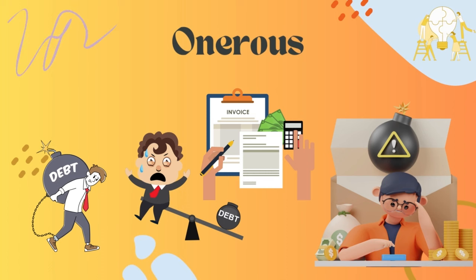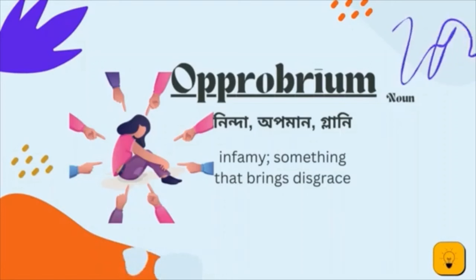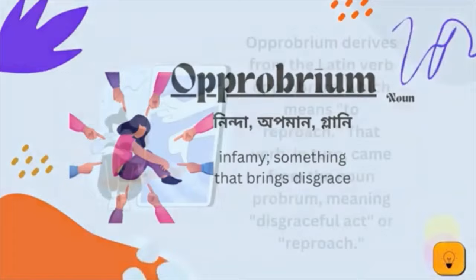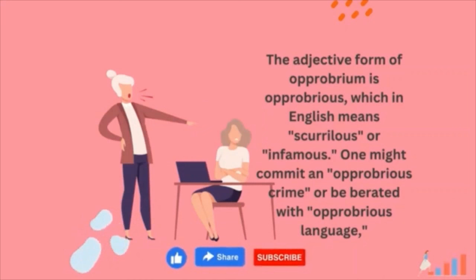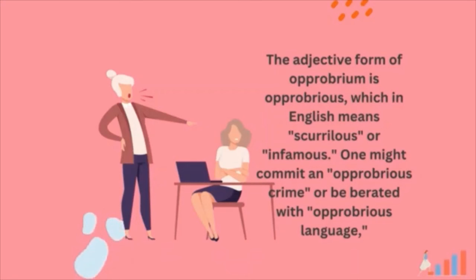Opprobrium: infamy, something that brings disgrace. Opprobrium derives from the Latin verb opprobrare, which means to reproach. That verb, in turn, came from the noun probrum, meaning disgraceful act or reproach. The adjective form of opprobrium is opprobrious, which in English means scurrilous or infamous. One might commit an opprobrious crime or be berated with opprobrious language.